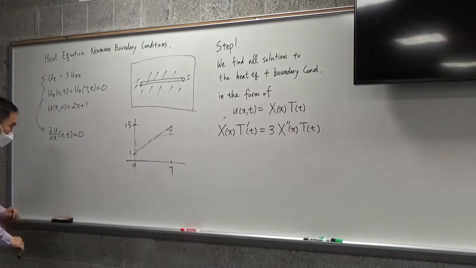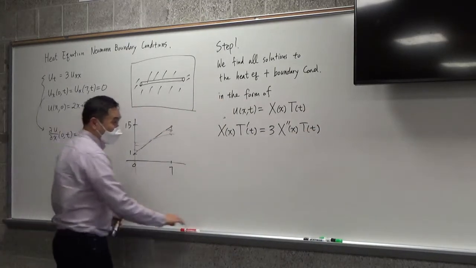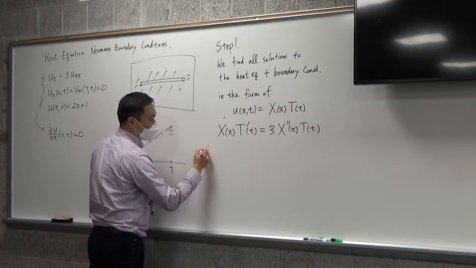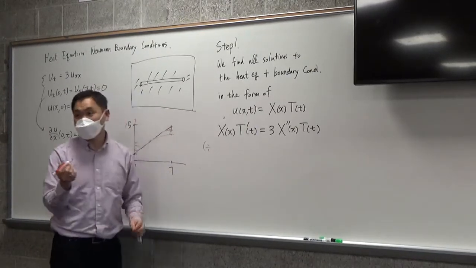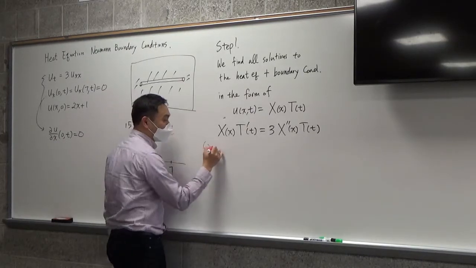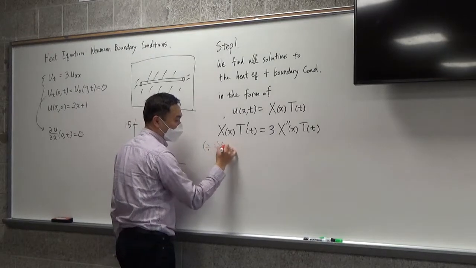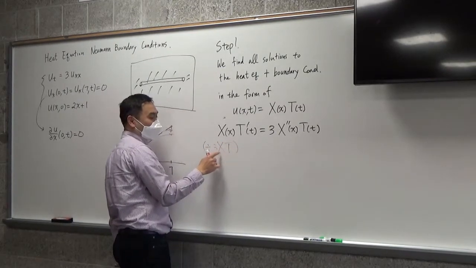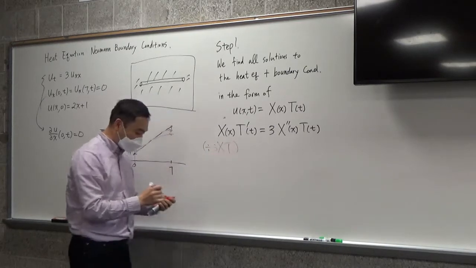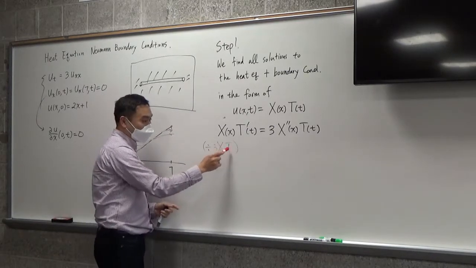Okay, so that's what you get. There's this next step that you have to memorize. What should we divide both sides by? Is it 3xt? Yes, 3xt. Where I should really be writing x of x, but just for simplicity. This is really x of x and that's t of t.